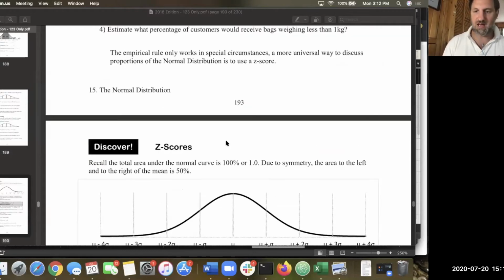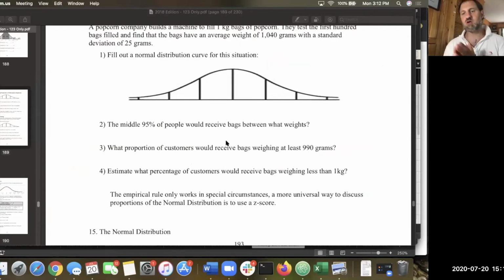Now, where we're headed is that if we don't end up on a specific line, we still want to be able to answer the same question. What percentage of customers would get bags less than a kilogram? That's really an important question, because that's the number of people who could buy your product and then say, oh, no, you didn't give me what I paid for, and I demand a refund or a new bag or whatever. And so you would want to know, if you're manufacturing, what percentage of the customers could possibly have that experience.